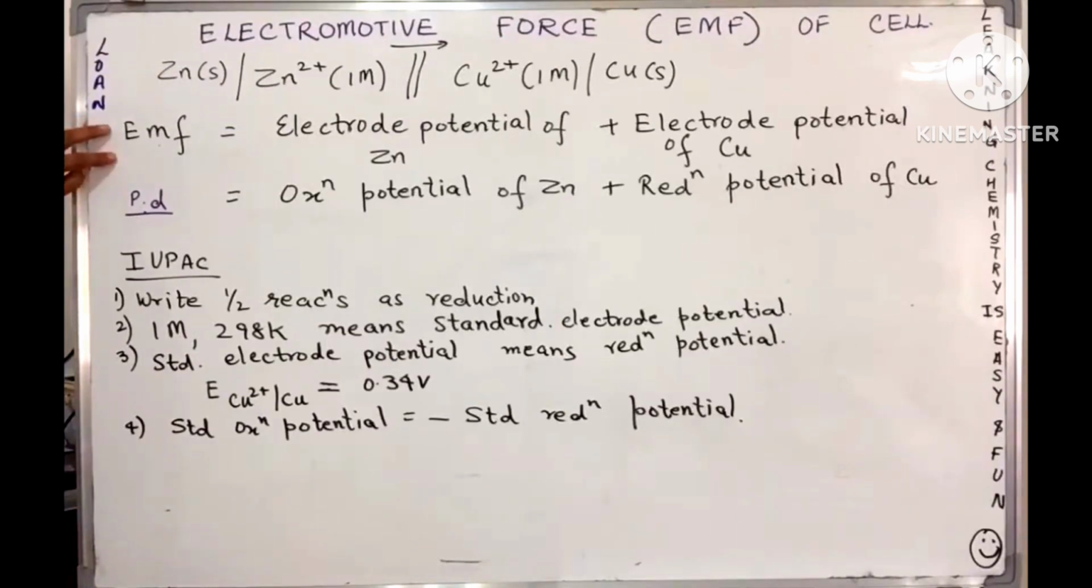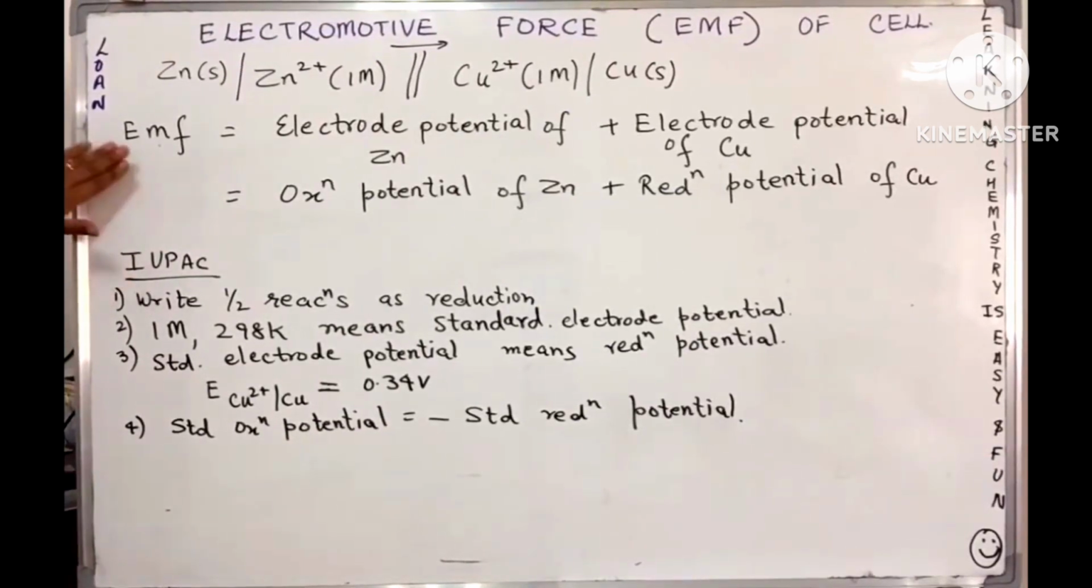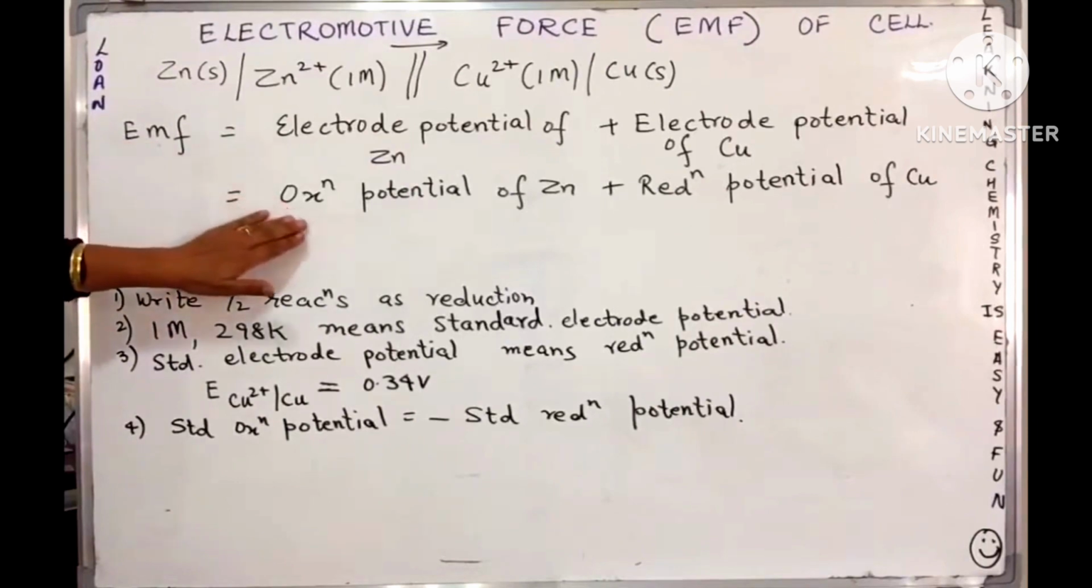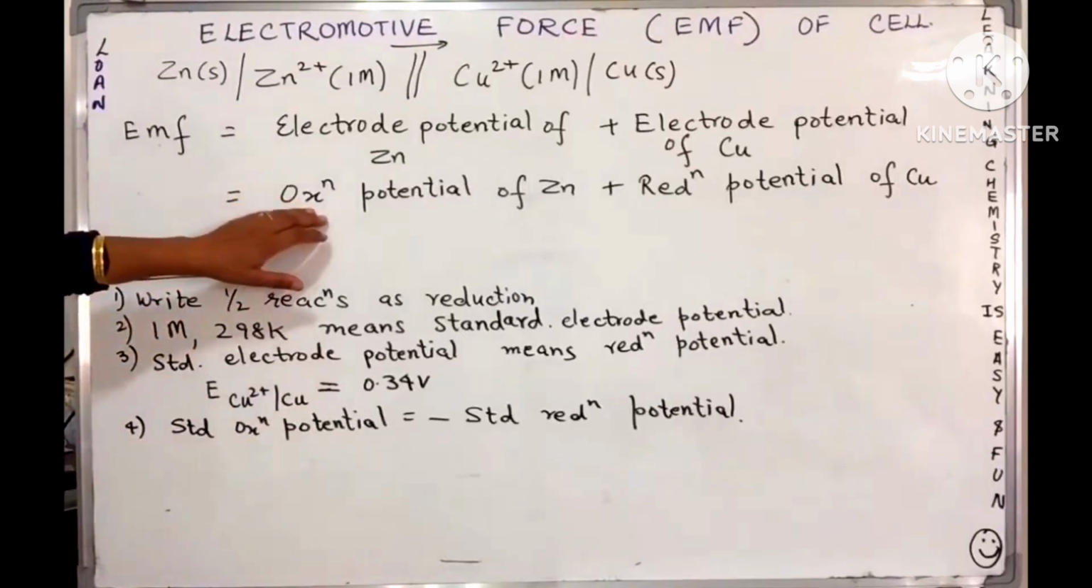As I mentioned earlier, we will measure the EMF using a potentiometer, assuming and doing away with all the resistance that is in the way. Potential difference you measure with a voltmeter. But usually at this level, we'll call it as the same. Now, coming back to EMF, oxidation potential of zinc plus reduction potential of copper. Now, before I go ahead, now this becomes a little confusing, right?